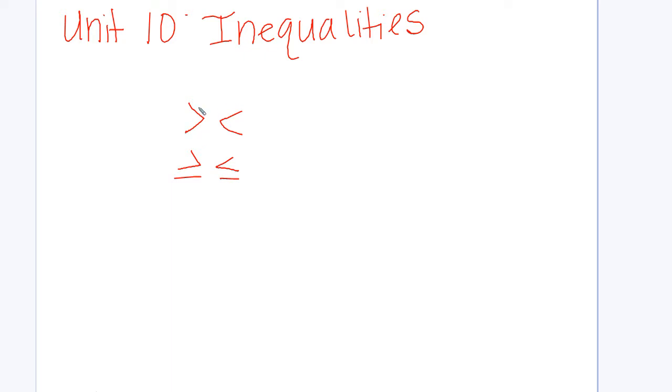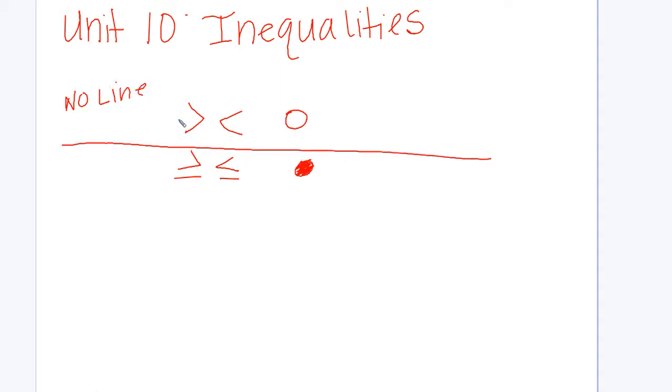Anytime that you have a problem and it has the line underneath, your circle is going to be colored in. If you don't have the line underneath, it's going to be open. So, no line, open circle. Line, closed circle. And we'll talk about in class what that means.